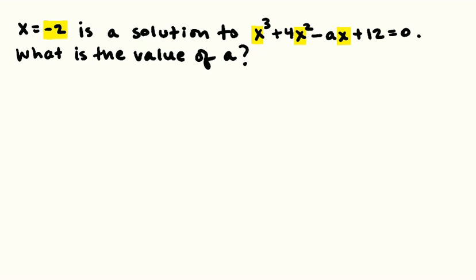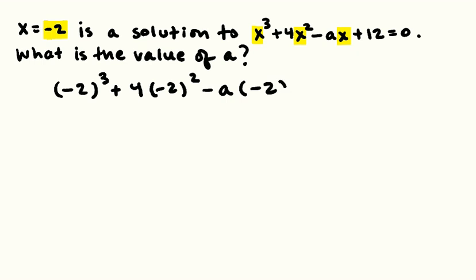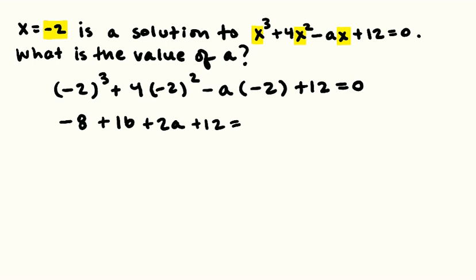All right, so I'm going to take x to the third is -2 to the third, plus 4 times -2 squared, minus a times -2, plus 12 is equal to 0. This is negative 8 plus 4 times 4 is 16, plus 2a plus 12 equaling 0. And so I'm going to add the negative 8 to the 16. I'll have 8 plus 12 is 20. That's 2a plus 20 equals 0.